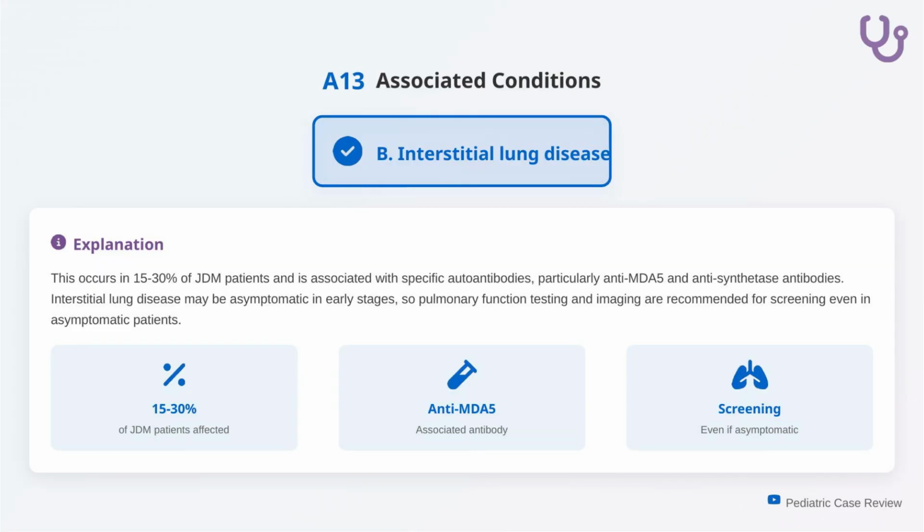Interstitial lung disease. This occurs in 15 to 30% of juvenile dermatomyositis patients and is associated with specific autoantibodies, particularly anti-MDA5 and anti-synthetase antibodies. Interstitial lung disease may be asymptomatic in early stages, so pulmonary function testing and imaging are recommended for screening even in asymptomatic patients.